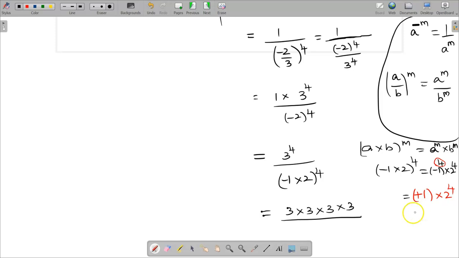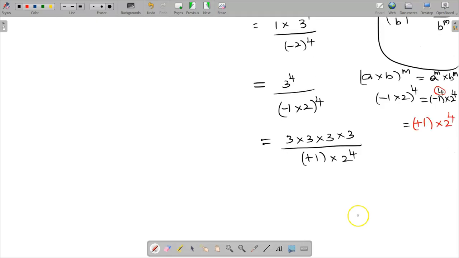So once you have done that, how can I write this term? Minus 1 into 2 the whole power 4 is nothing but plus 1 into 2 power 4. Anyway, 1 into 2 power 4 is 2 power 4. So in the denominator we have just 2 power 4. So 3 into 3 into 3 into 3 divided by 2 power 4, which means 2 is repeated 4 times, 2 into 2 into 2 into 2.